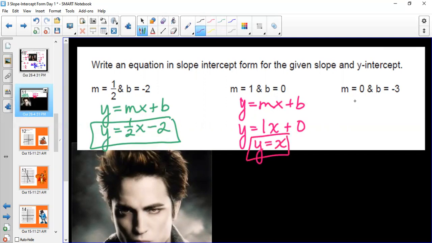All right, the third one here, we're going to plug in the m and the b again. So y equals 0x minus 3. And when you have no x's, a lot of times that will just go away. And the best way of writing this is y equals -3.